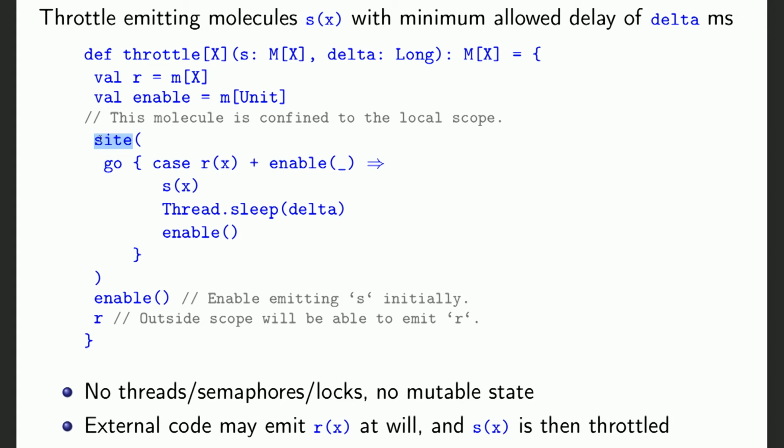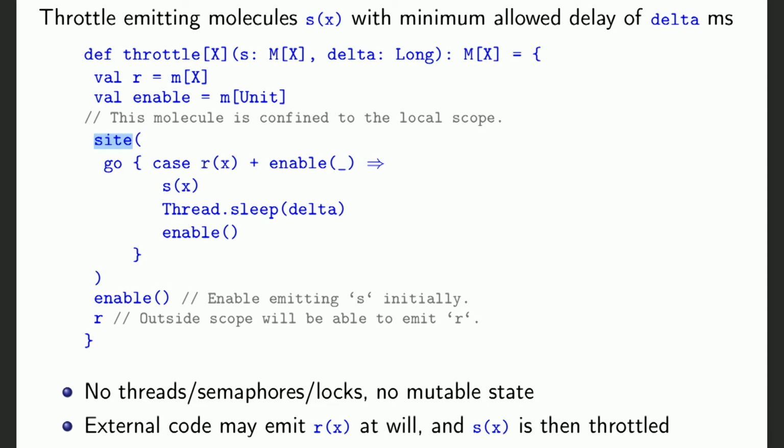I make another molecule called R, which can be emitted at will. But when you emit R, S will be emitted with throttling every time. So R has a value on it called X with type X. I define a new molecule called R. I define a new molecule called enable, because the only way to prevent a reaction from happening is to withhold input molecules. Once you have input molecules in your chemical reactor, nothing can tell them not to react to each other. The only way to stop or delay something is to withhold input.